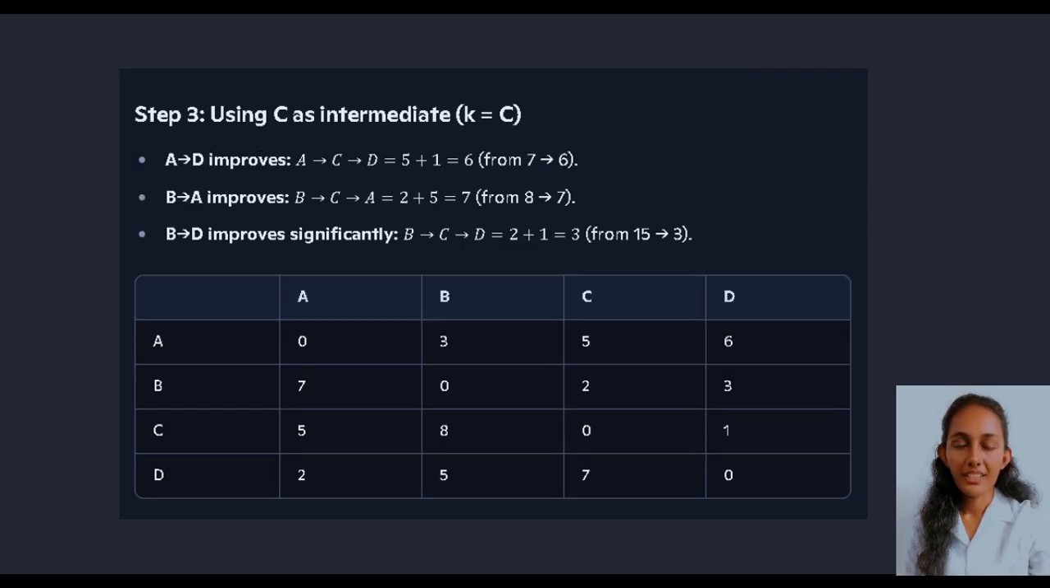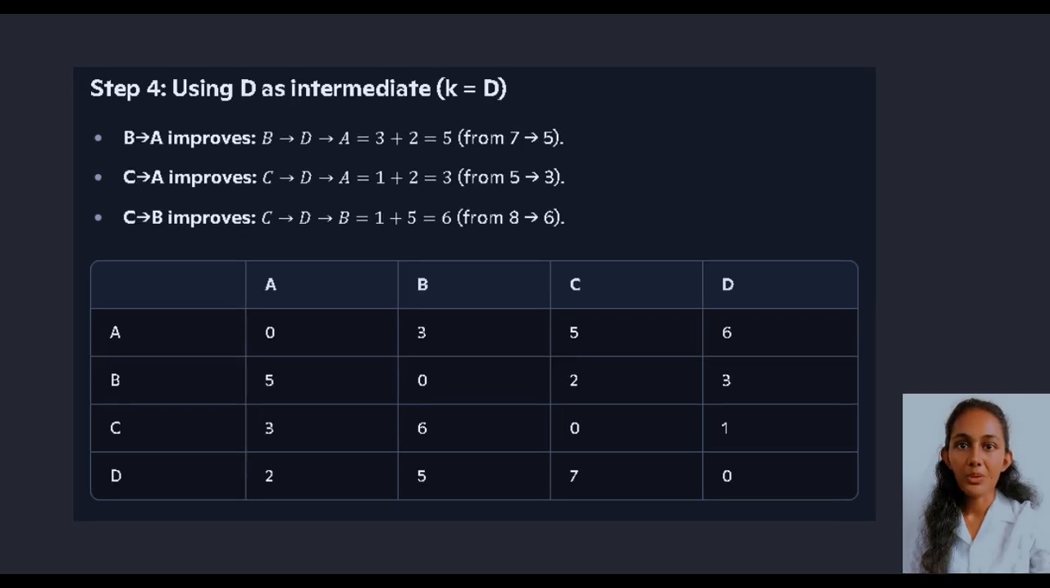Step 3. Using C as the intermediate. Now you can see many distances reduce further. And now step 4. Using D as the intermediate. Now you can see the final optimization happens. After all these steps, the matrix now stores the shortest path between every pair.